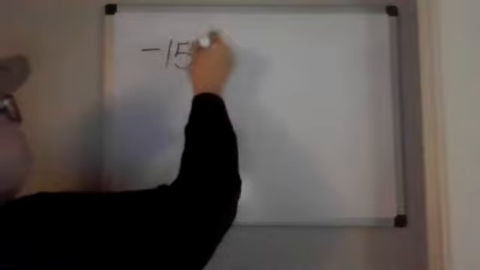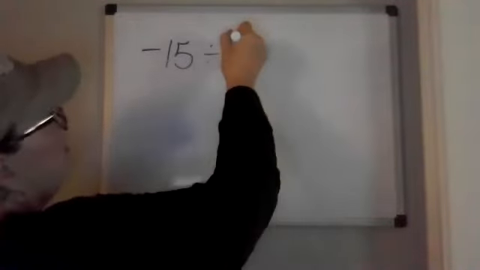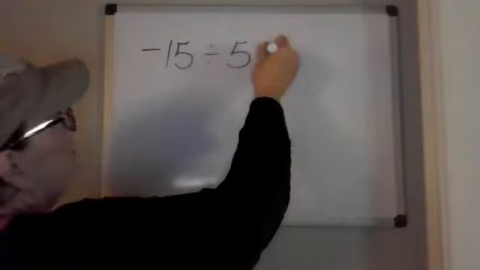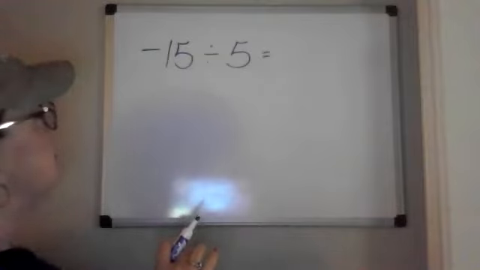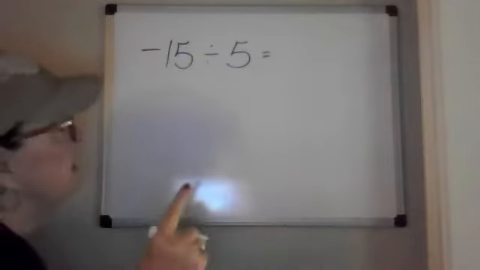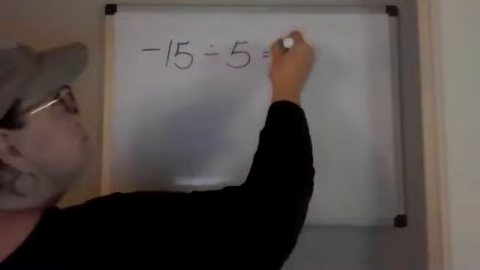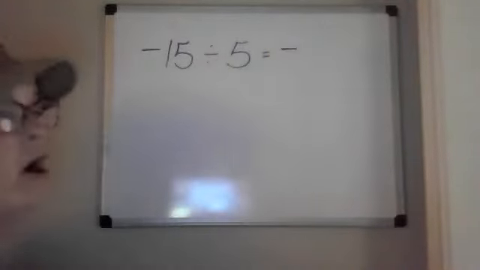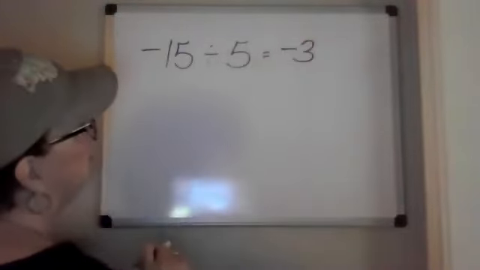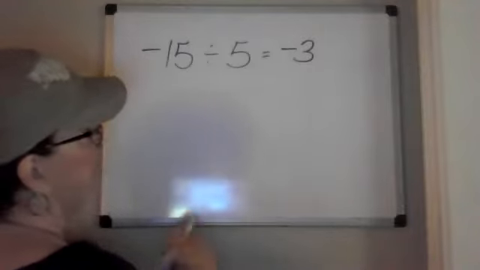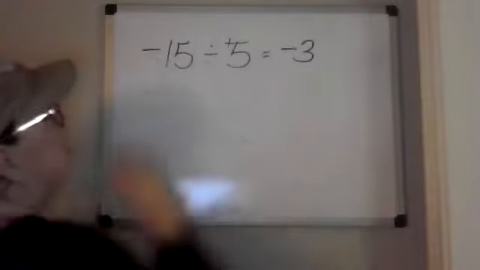Let's do some divide. -15 divided by 5. Do the sign first. Count the negatives. 1 negative. That's odd. And so my sign is going to be negative. Now you can divide. 15 divided by 5 is 3. Ta-da. It's going to be a -3 because there's only one negative sign.